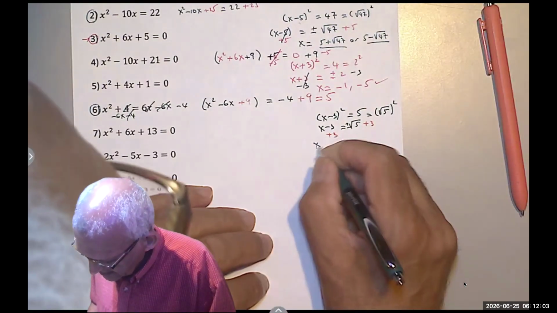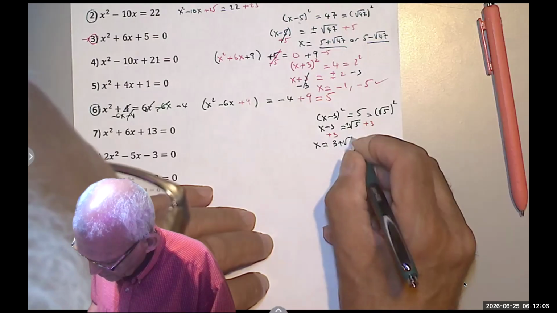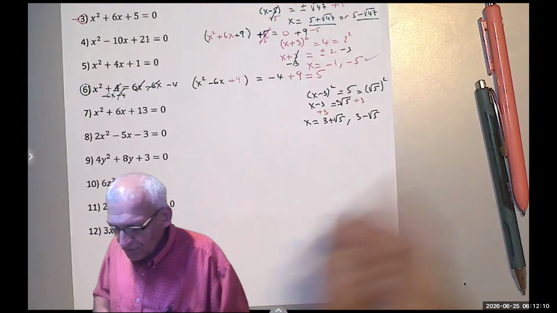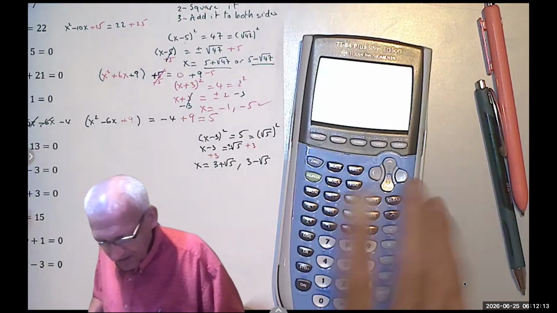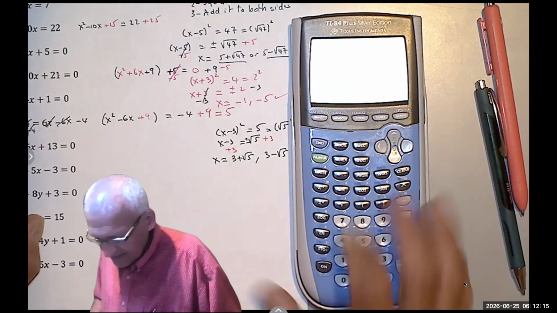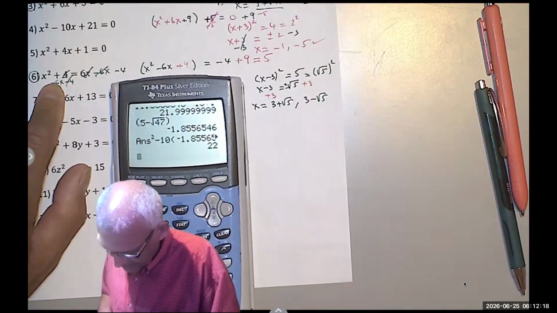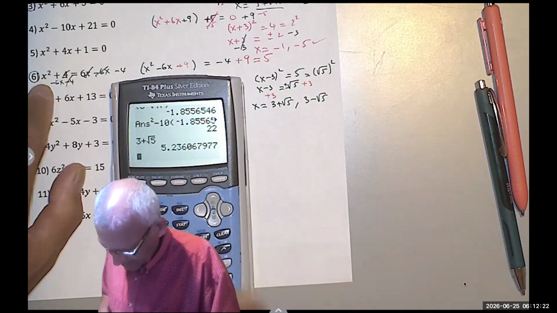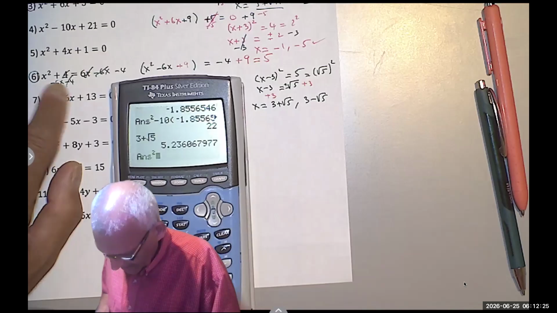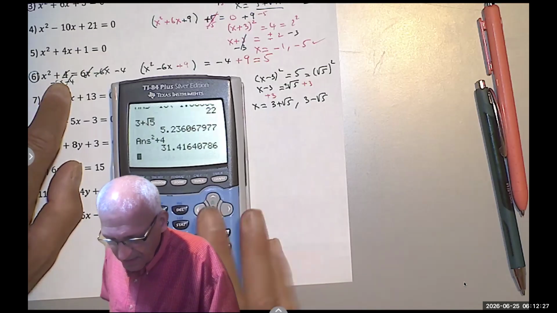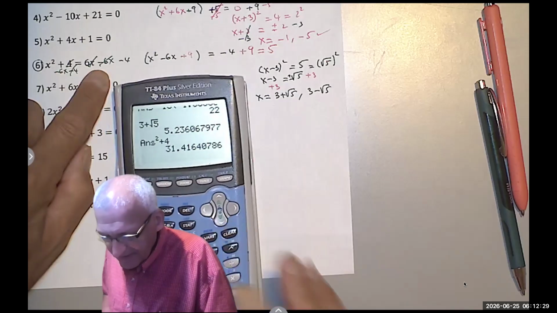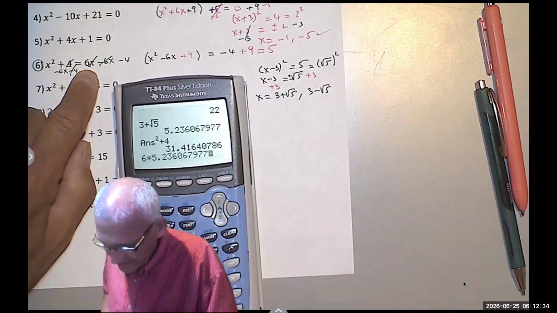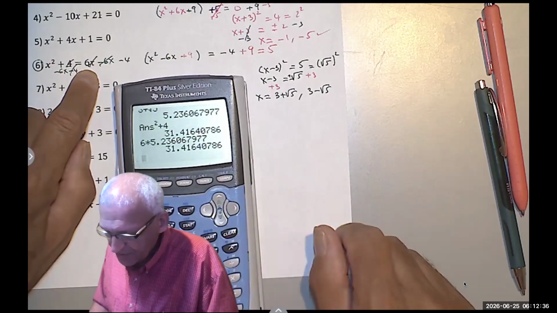So I get x equals 3 plus square root of 5 or 3 minus square root of 5. Again, I'm not sure, so let me check the left-hand side and the right-hand side. If x is 3 plus square root of 5, here is x. I'm going to square it and add 4 to it. That's the left-hand side. The right-hand side is 6 times that, which is the same number, so it's correct.